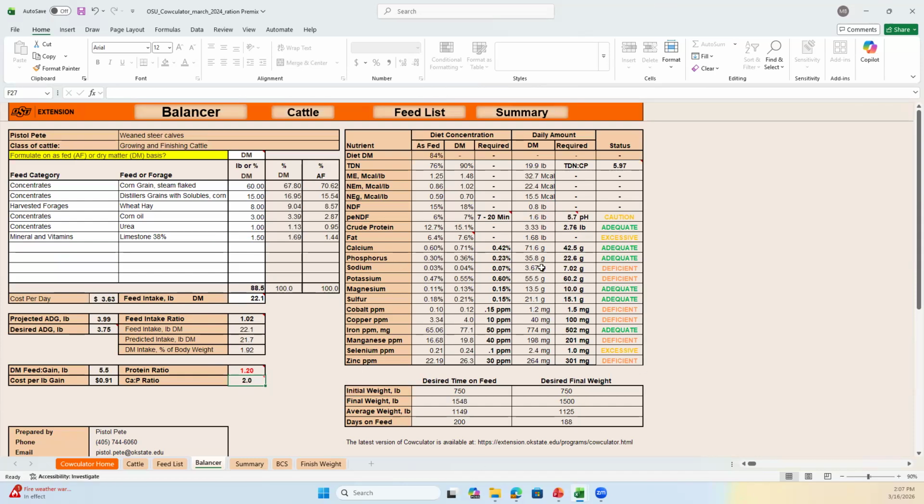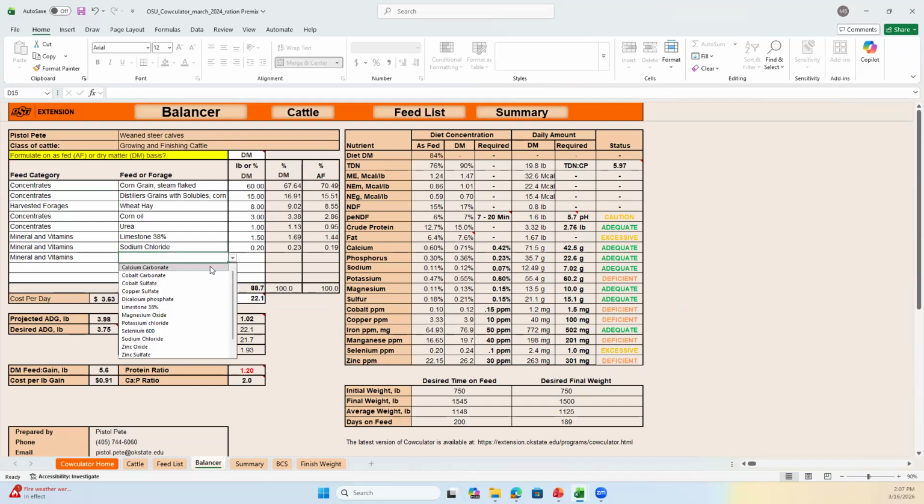Okay, sodium. So how do we bring in sodium? Salt, bingo. Sodium chloride, I don't know, 0.2. Okay, it says we're adequate there. We're going to have to add potassium, cobalt, copper, manganese, and zinc. We're going to run out of lines.